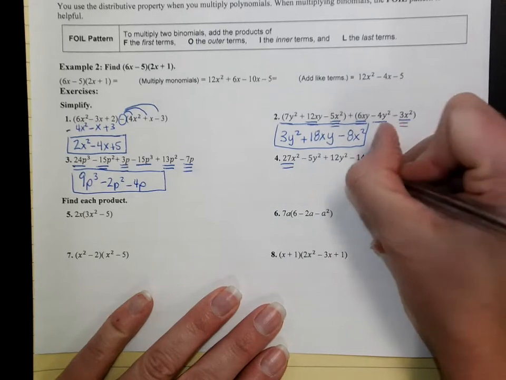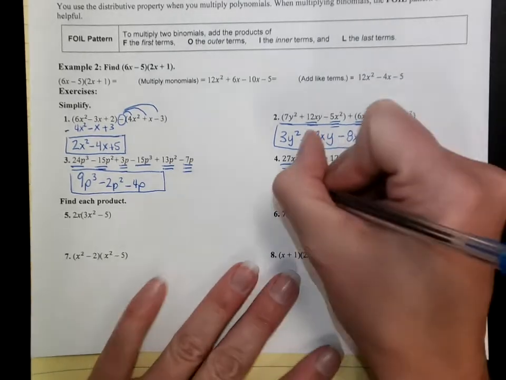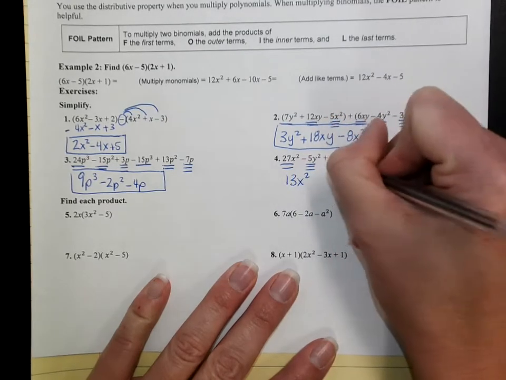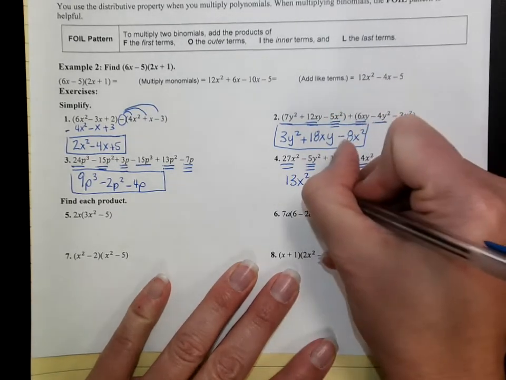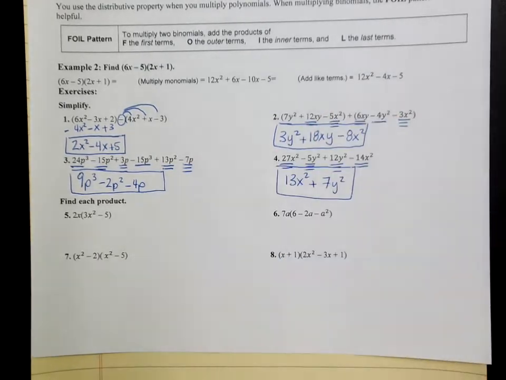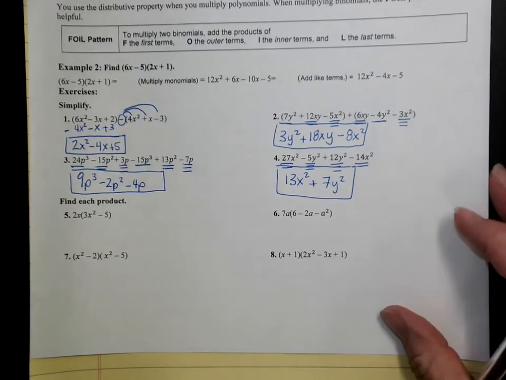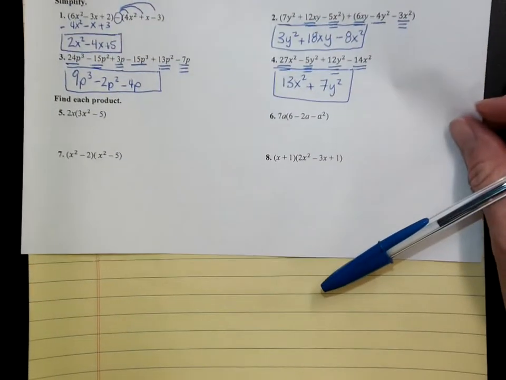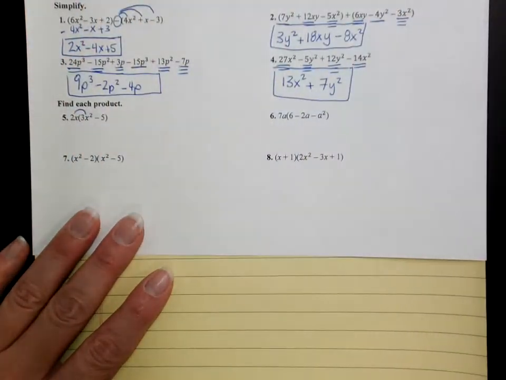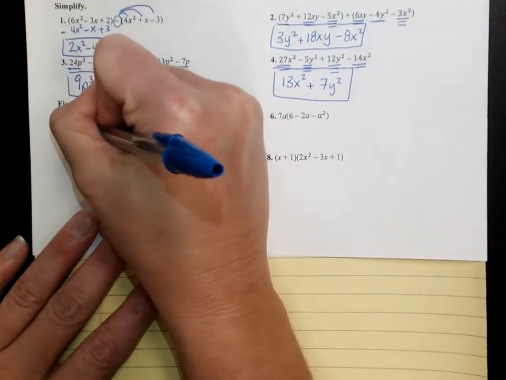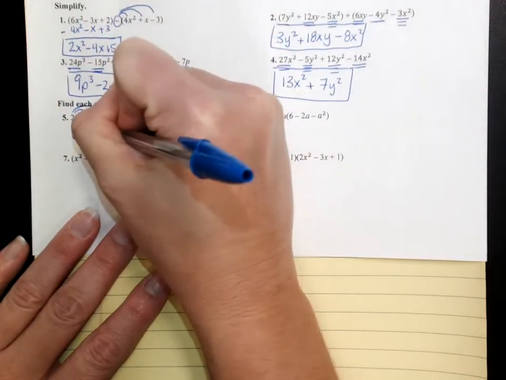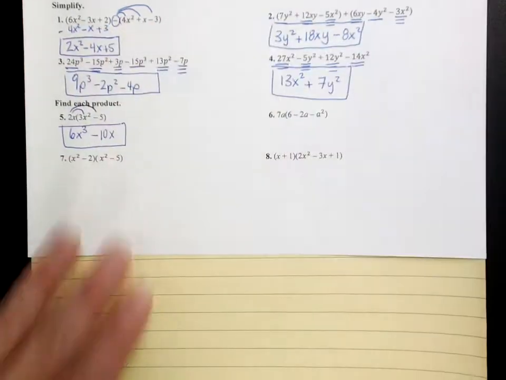27x squared minus 14x squared is a 13x squared. Negative 5y squared plus 12y squared is a positive 7y squared. Pretty simple. Multiplication is pretty simple too. So on question number 5, you've again seen questions like this before. You just distribute. The 2x times the 3x squared is a 6x cubed. 2x times a negative 5 is a negative 10x, and that's your solution.